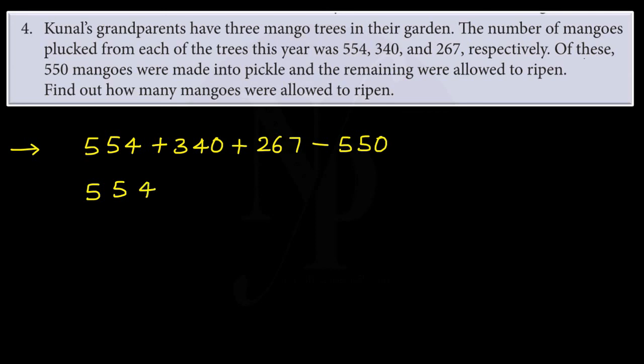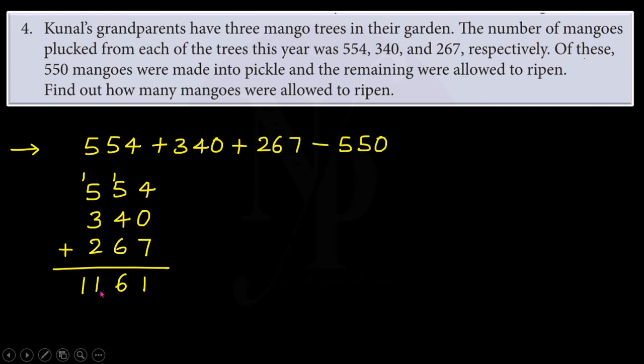554, 340 plus 267. Let us add these now. 4 plus 7 is 11, 1 is carried forward. 5 plus 1 is 6, 6 plus 4 is 10, 10 plus 6 is 16, 1 is carried forward. 5 plus 1 is 6, 6 plus 3 is 9, 9 plus 2 is 11. Total number of mangoes plucked were 1161. So now let us find how many mangoes were allowed to ripen.